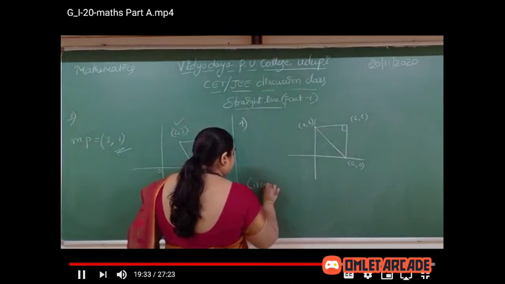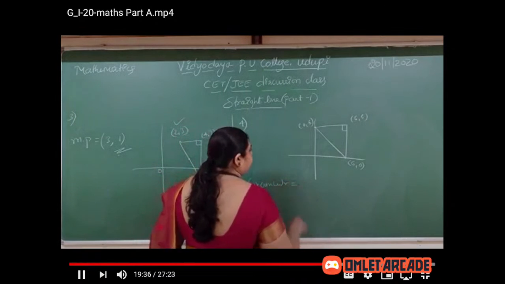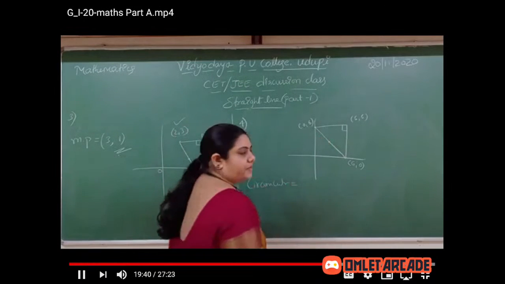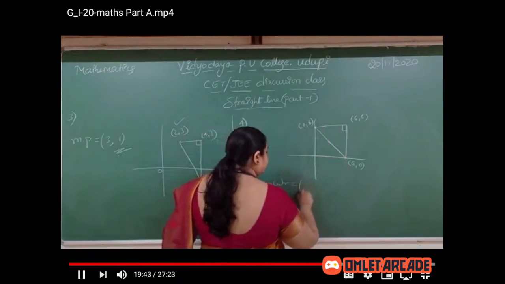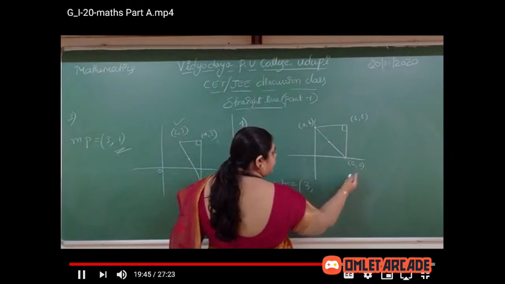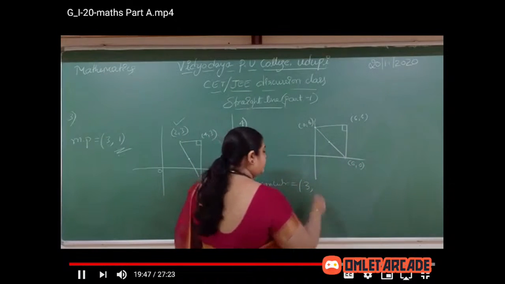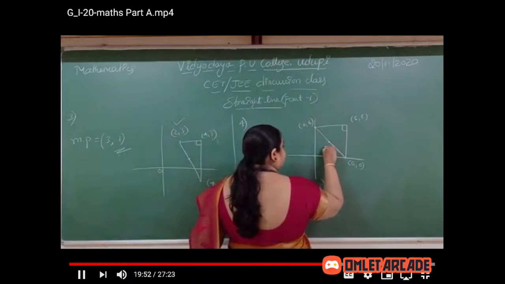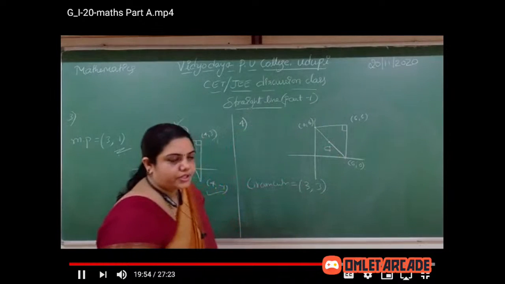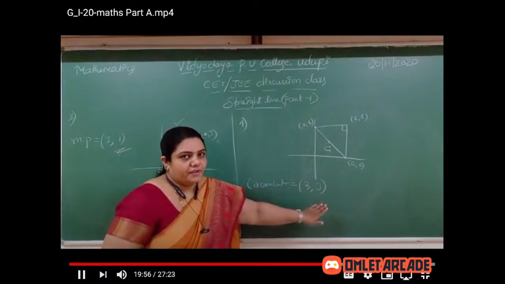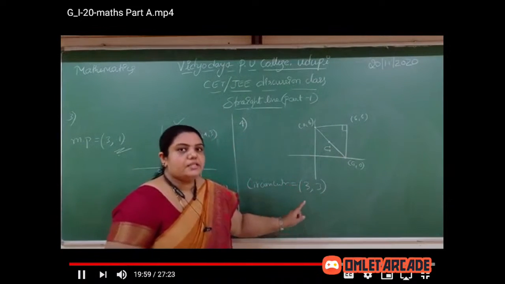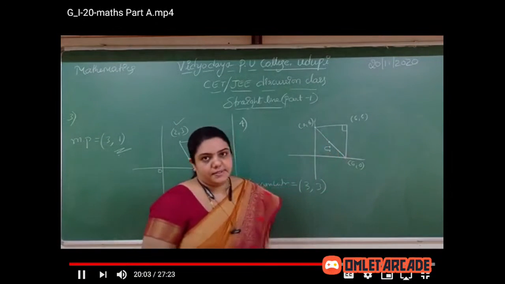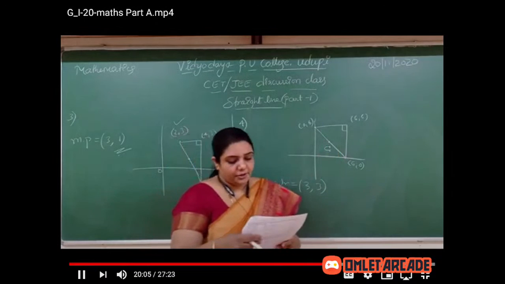First we find the circumcenter. Circumcenter of a right angle triangle is what? Midpoint of the hypotenuse. So find it. 0 plus 6 by 2 is 3. And 6 plus 0 is 6 by 2 is 3. This is what? Circumcenter, isn't it? This point. From the midpoint formula I found it, because the circumcenter in a right angle triangle is the midpoint of the hypotenuse. Is that clear? Next we'll find the centroid.